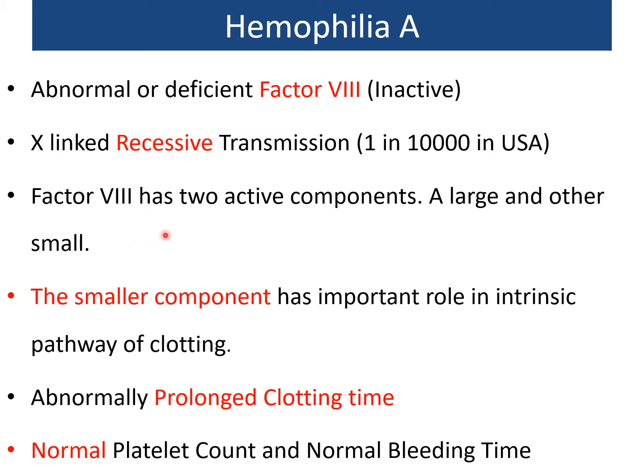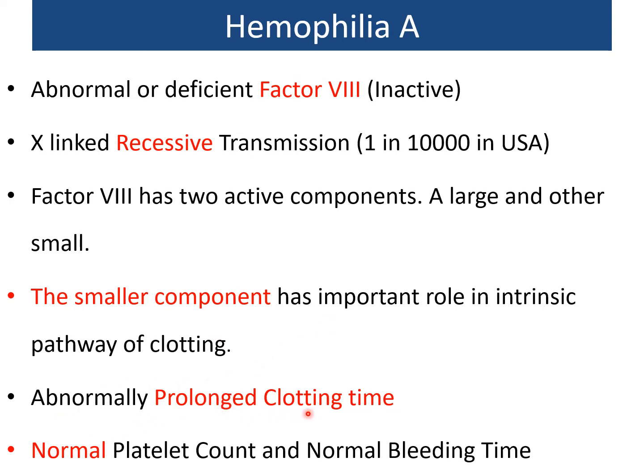Factor 8 has two active components, a large and the other small. अब आपने ये याद रखना है कि जो फैक्टर 8 है उसके दो एक्टिव कंपोनेंट्स हैं, लार्ज कंपोनेंट और स्मॉल कंपोनेंट. The smaller component has important role in intrinsic pathway of clotting. याद आ गया कहाँ पर था? फैक्टर 11 ने जब फैक्टर 9 को एक्टिवेट करना था तो उसके लिए हमें फैक्टर 8 को एक्टिवेटेड फॉर्म में चाहिए था, जिसे थ्रोम्बिन ला के एक्टिवेट करती है और फिर वो आगे चलता है.